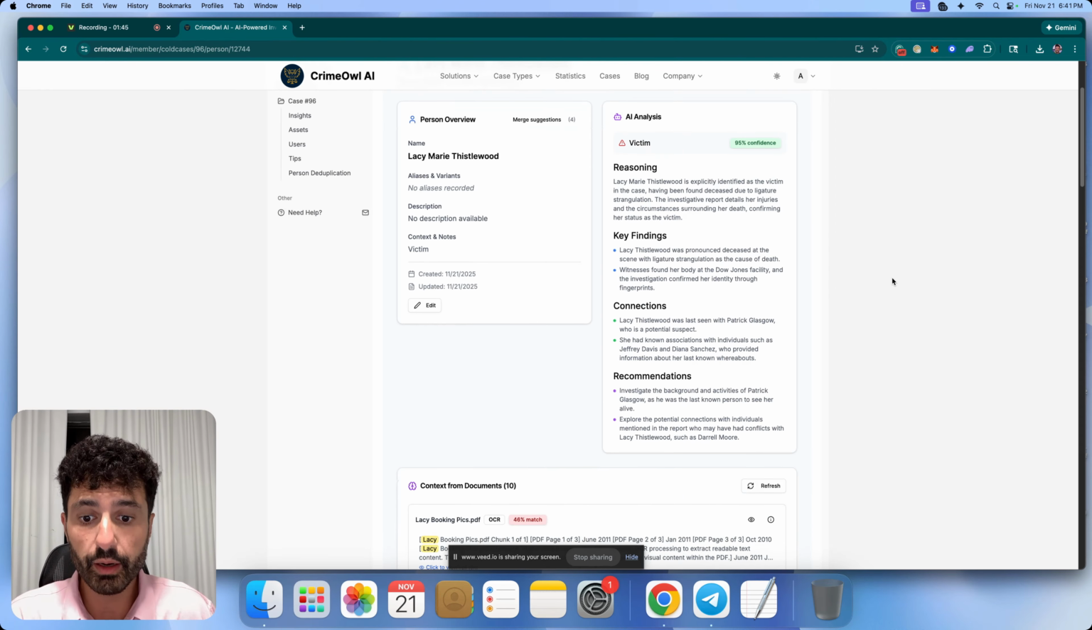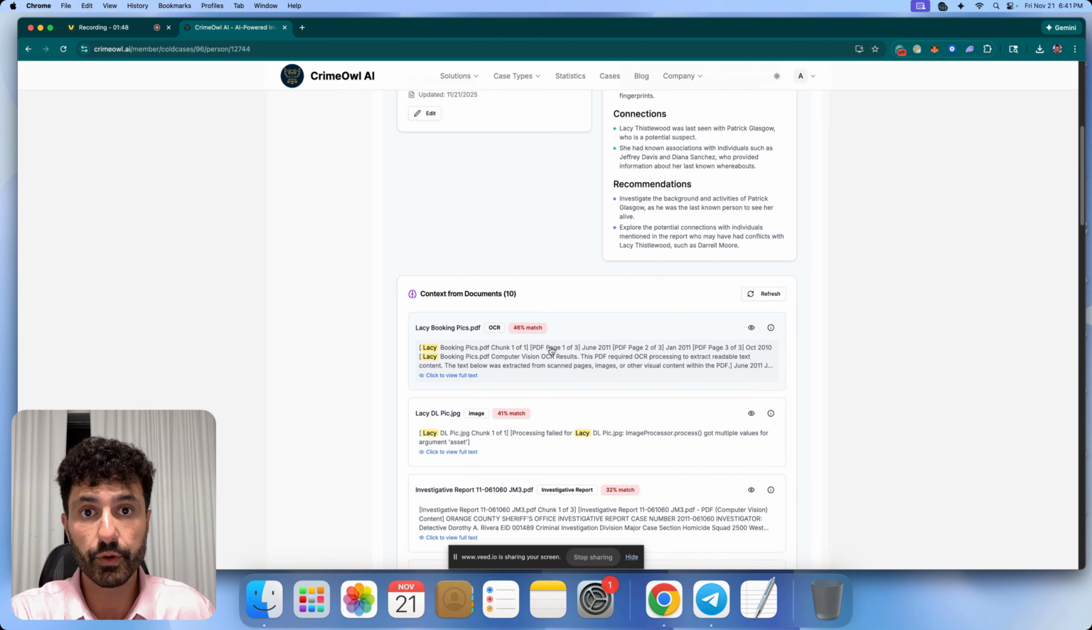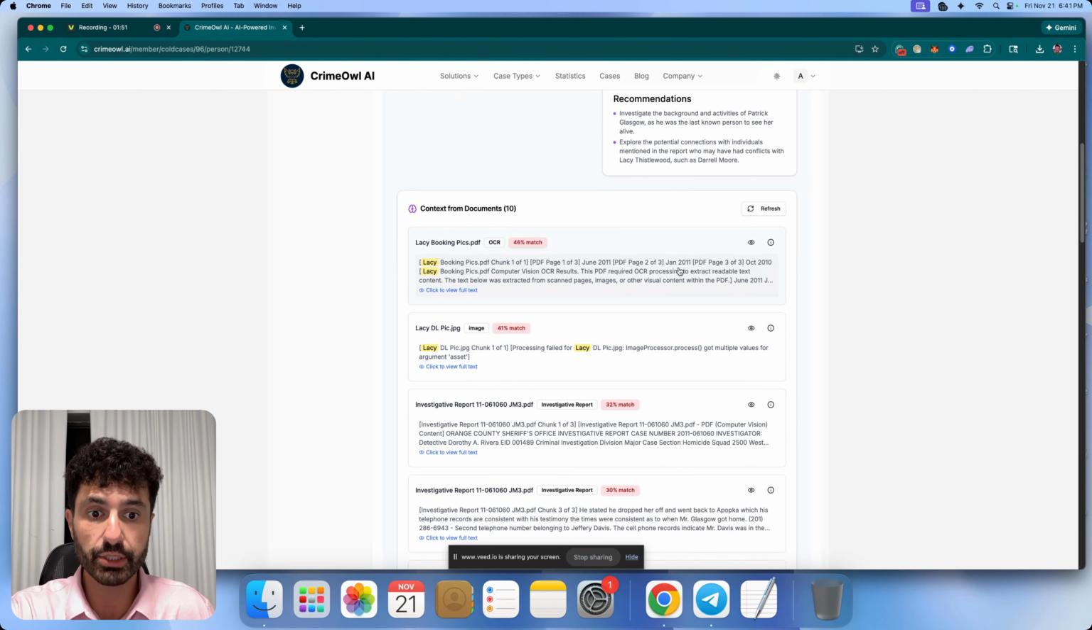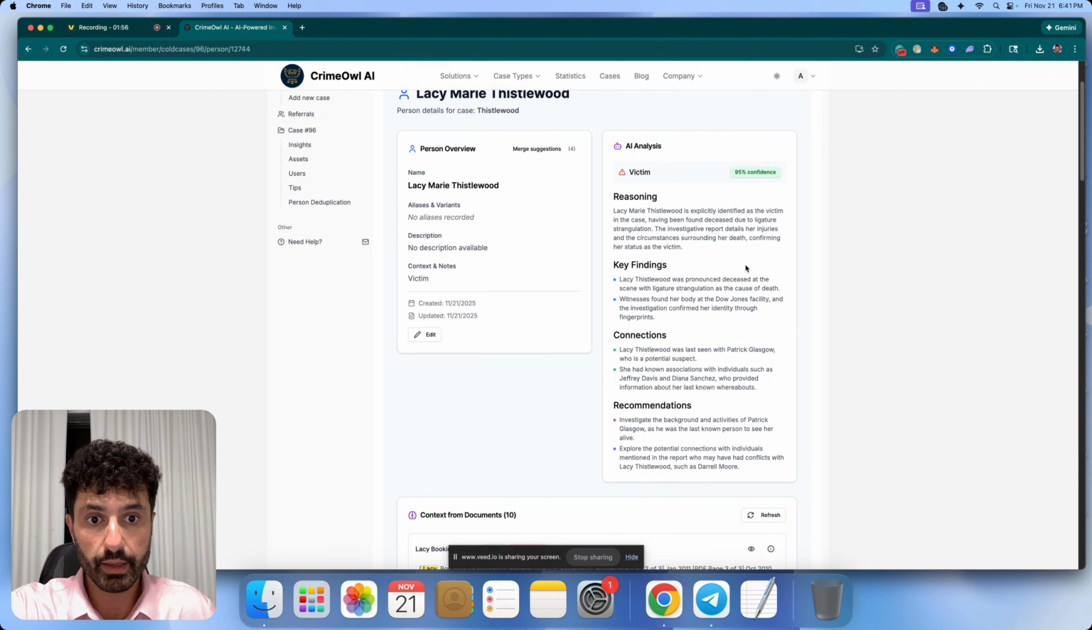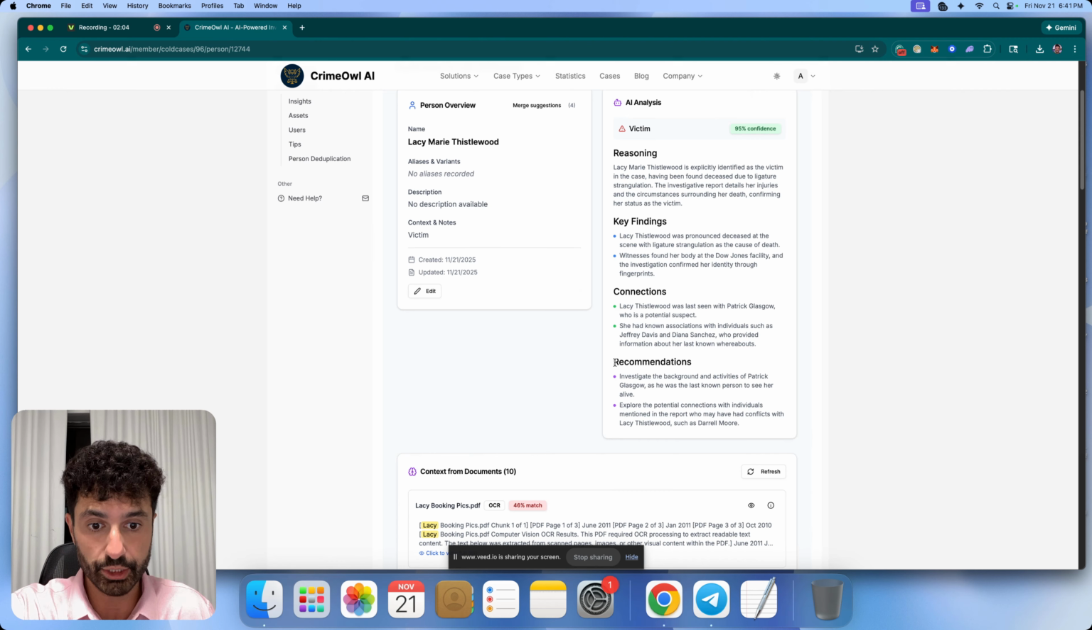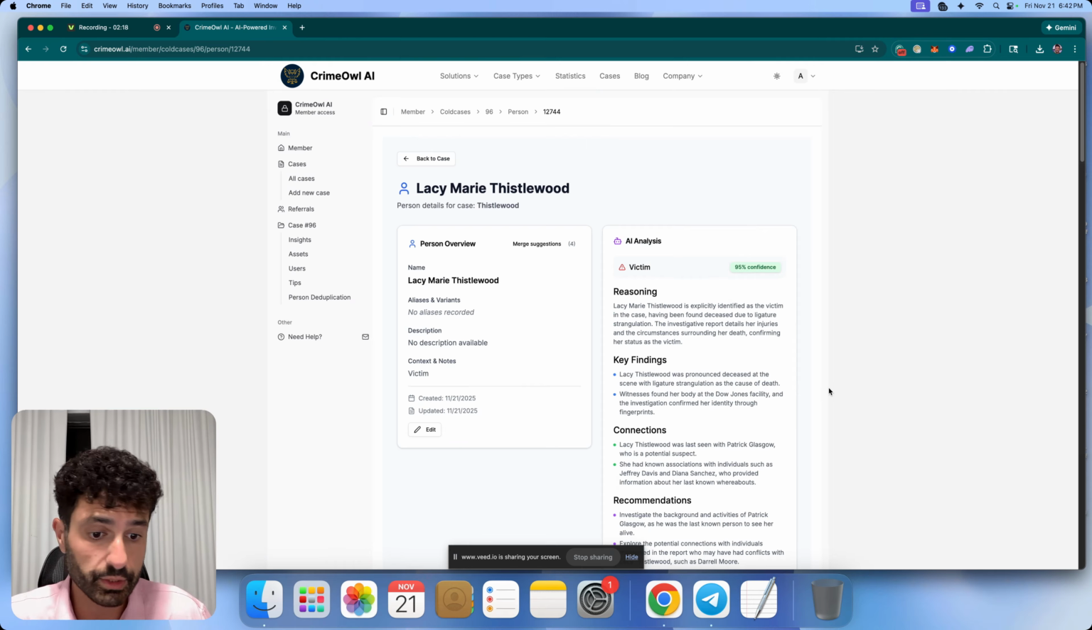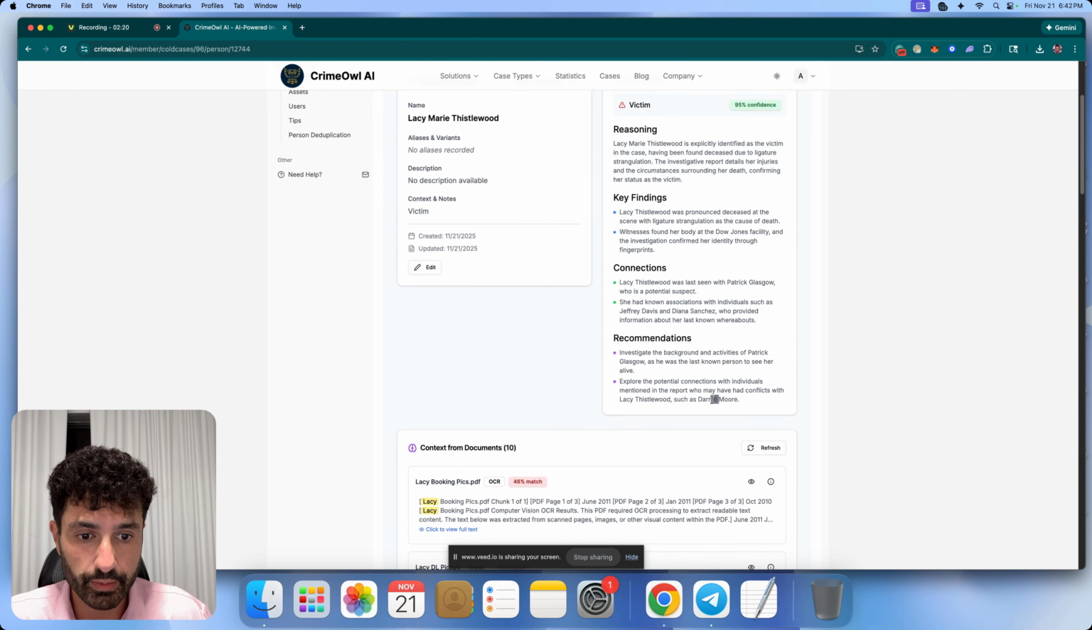So here we see that it's pulling context from documents. If you are concerned about hallucinations, you can spot check the AI right over here. But you see the victim analysis. It tells you the reason this is the victim, key findings, connections, and then recommendations. Investigate the background and activities of Patrick Glasgow as he was the last known person to see her alive. Explore potential connections with individuals mentioned in the report who may have had conflicts with Lacey Thistlewood, such as Daryl Moore.